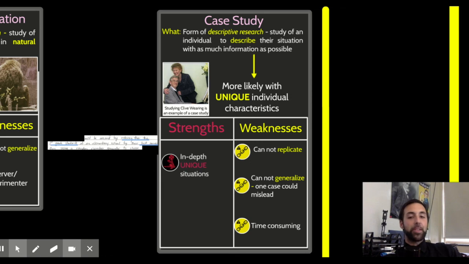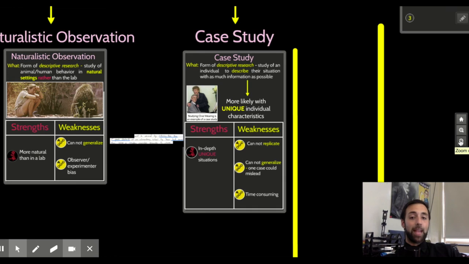And then obviously this is time consuming. If we plan on basically following Clive around for the rest of his life, our results aren't going to happen overnight. It's going to happen after decades and decades of research. So you might not necessarily always have the appropriate amount of time to even consider conducting a case study.